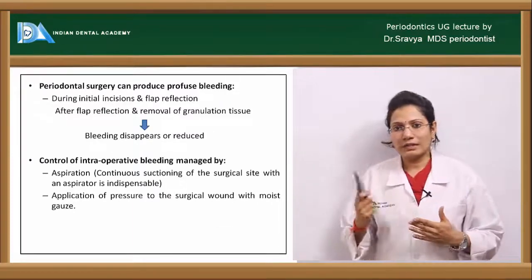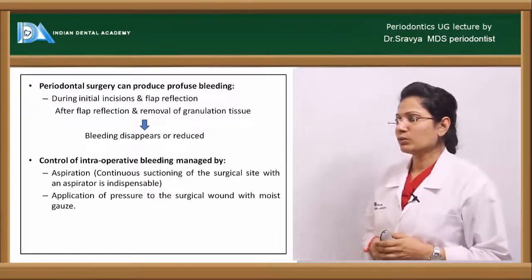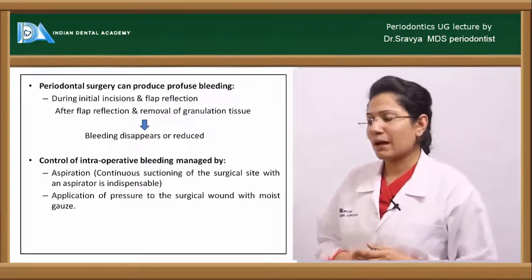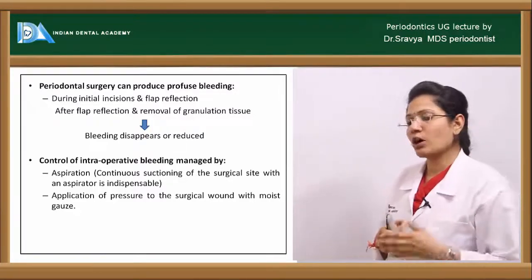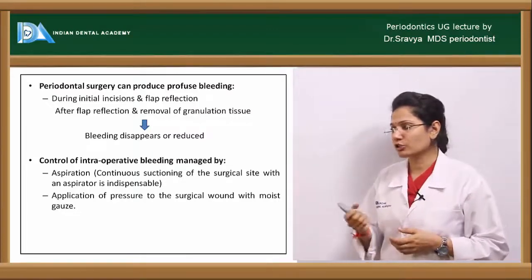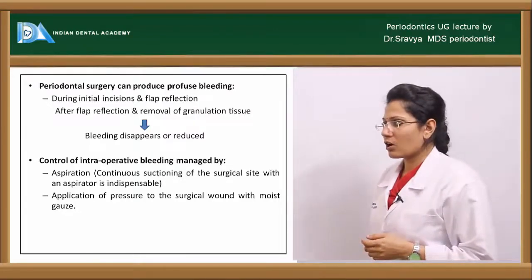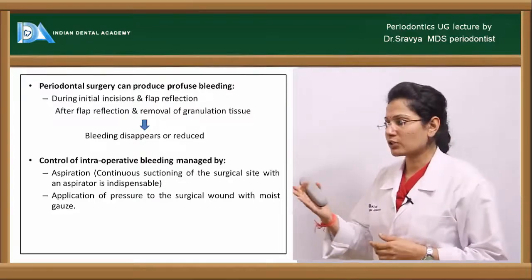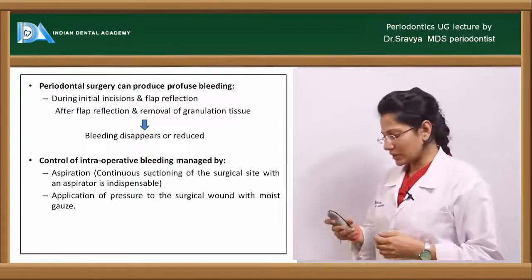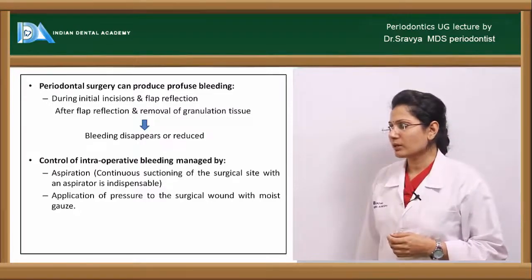Periodontal surgery can induce a lot of bleeding during your initial incisions and your flap reflection. But after flap reflection, once you have removed your granulation tissue, the bleeding will disappear. The control of intraoperative bleeding can be managed by aspiration, that is continuous suctioning, or else application of pressure.